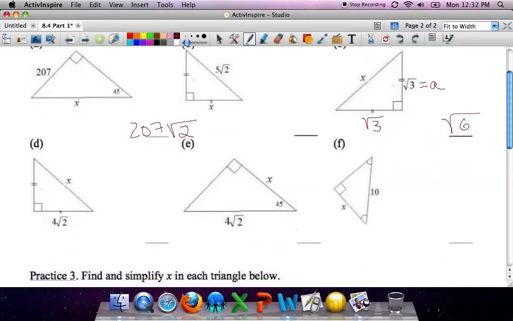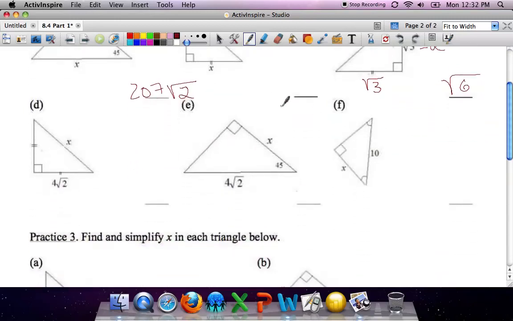Okay? I'm going to skip down and do letter F, because letter F is a little more complicated. 10 is really my a root 2 thing, isn't it? 10 is my hypotenuse. This is x, or we can think about that as a. So this is x root 2. Does that make sense? So if I solve this for x, I'd have to divide both sides by root 2. Dividing both sides by root 2, I'd get 10 divided by root 2 equals x.